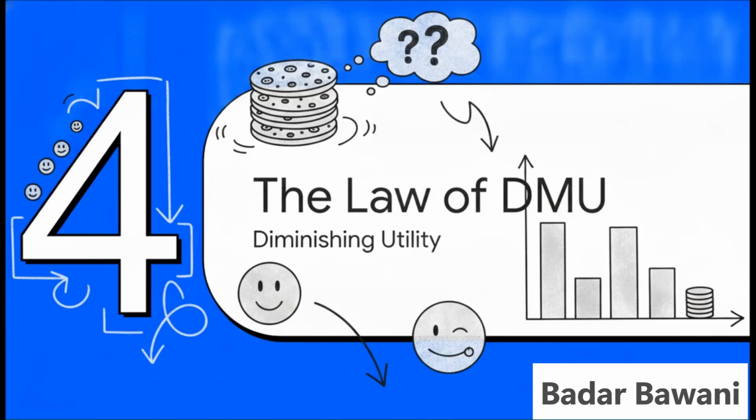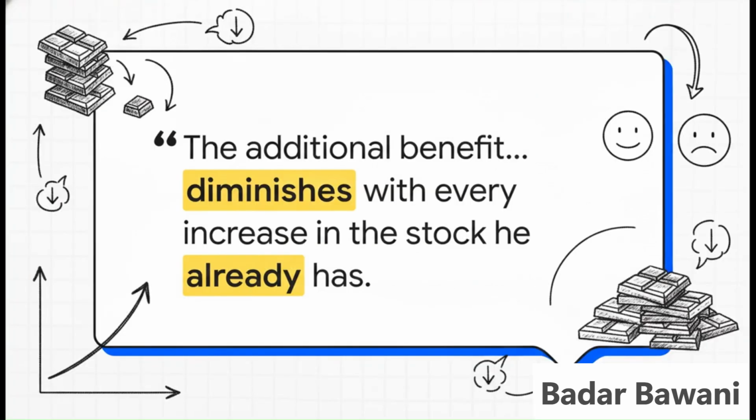Which leads us perfectly into Section 4, the law of diminishing marginal utility. This fascinating and honestly entirely predictable human behavior brings us to the core principle of our explainer today. First proposed by Professor Gossen, but famously detailed by Professor Alfred Marshall way back in 1890, we have the law of diminishing marginal utility. Marshall beautifully states, the additional benefit which a person derives from a given increase in his stock of a thing diminishes with every increase in the stock that he already has. In simpler terms, the more of a thing you have, the less you want to have more of it.